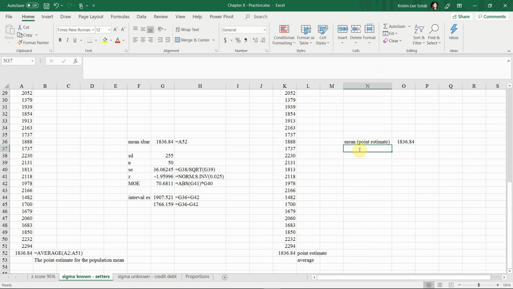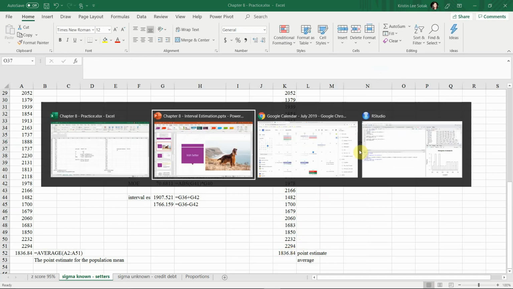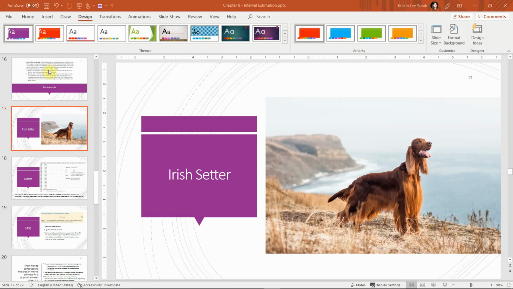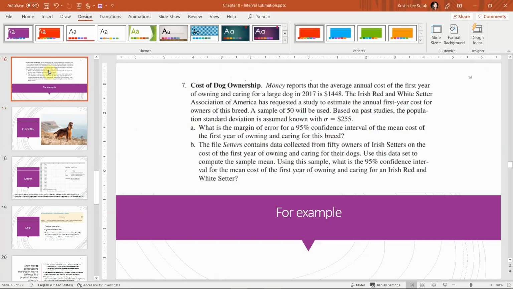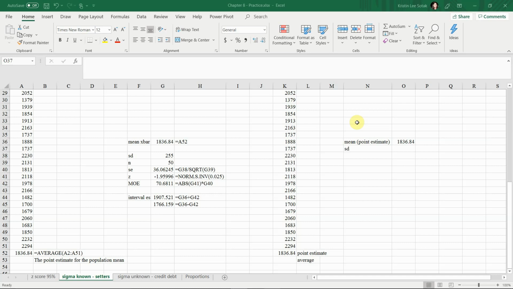We know a few things. We know the standard deviation that was given to us in the problem. I don't remember what it was, 255, I think. Yep, 255. So let's plug that in there. N is our sample size, and we know that's 50. So we have this information.